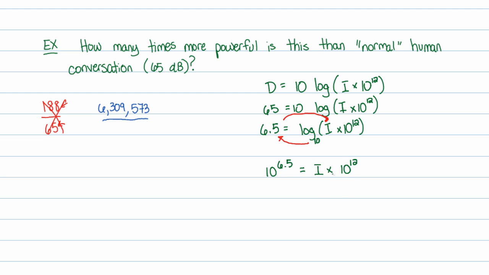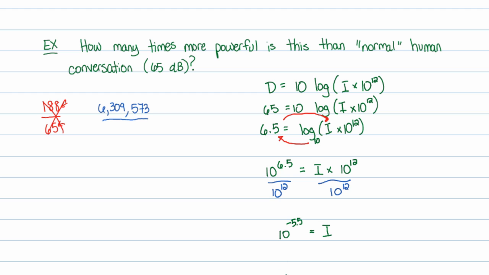And now I will divide both sides by 10 to the 12th. 10 to the 12th. 10 to the 12th. On the right-hand side, the 10 to the 12ths cancel. They just become 1. So I'll go ahead and put that in there. So the I is equal to, on the left-hand side, you subtract exponents. 6.5 minus 12 is a negative 5.5. So that's 10 to the negative 5.5 power.